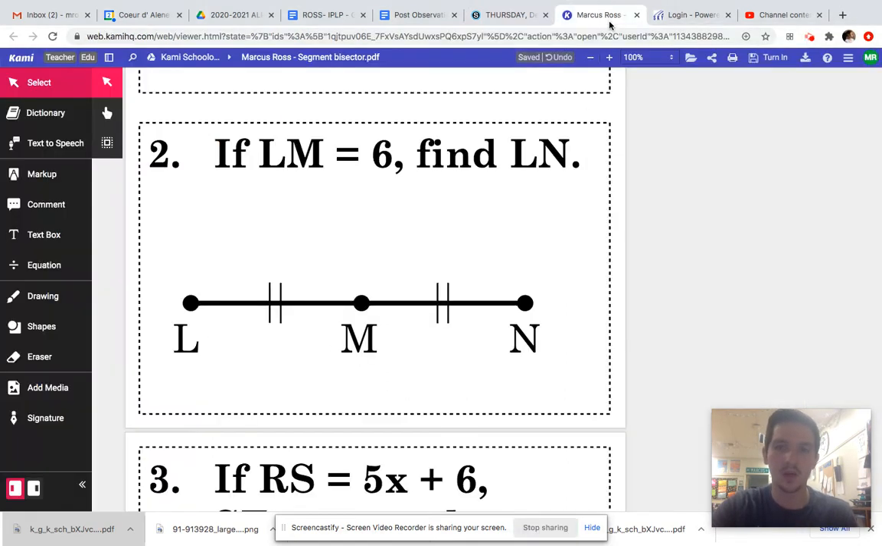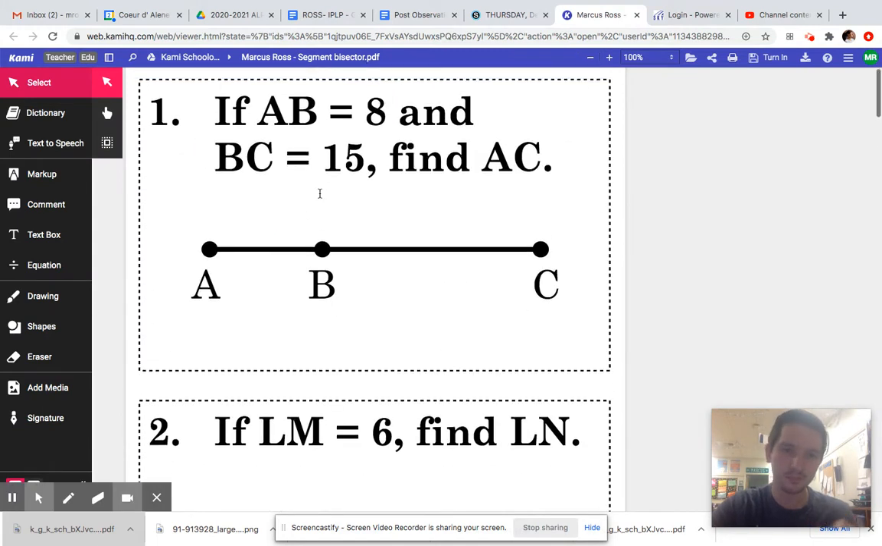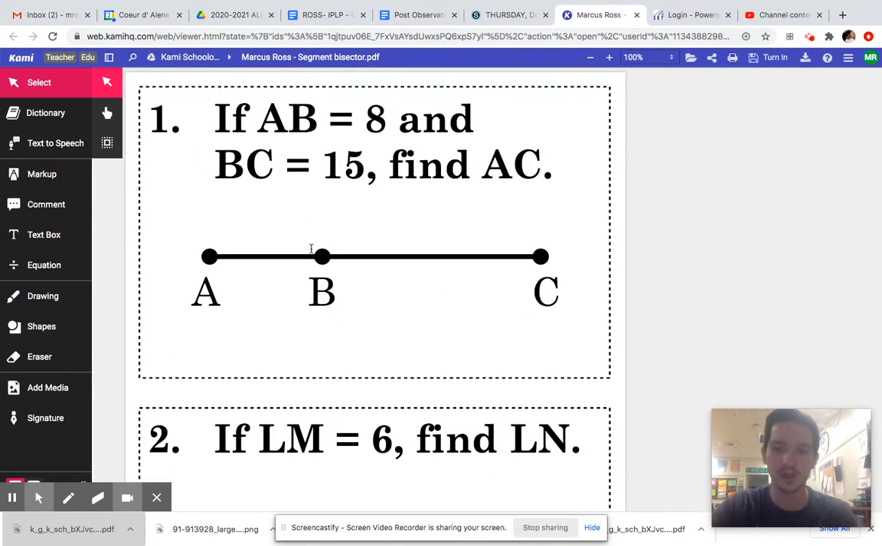So let's go into our activity and show you what I mean by this. Problem number 1 is review for what you did yesterday, or should have done yesterday. You may have done it today. Just know that if AB is 8 and BC is 15, you're going to add those together to get the distance from A to C, okay?